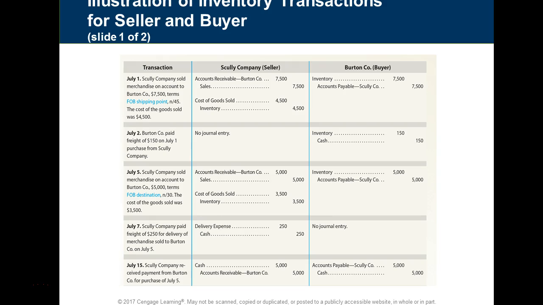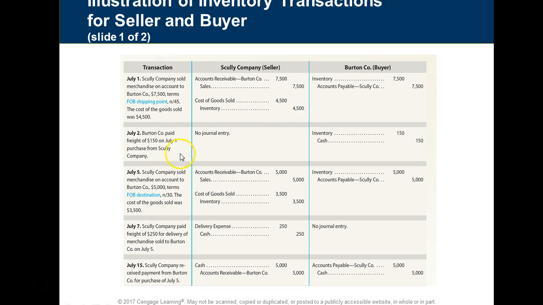July 1, Scully sold merchandise on account to Barton for $7,500, FOB shipping point, net 45 days, cost of goods sold of $4,500. On Scully's side of things, they have to show the fact that they have a sale, but that sale is on credit. So we're going to increase our asset, accounts receivable, and we're going to increase our sales. But we're also going to show the actual cost of that particular inventory item and remove the inventory from our records, which is our cost of goods sold debit, inventory credit. But look at Barton's side of things. All they're going to show is the inventory that they purchased and accounts payable to Scully.